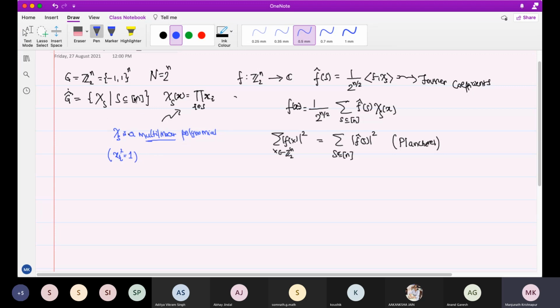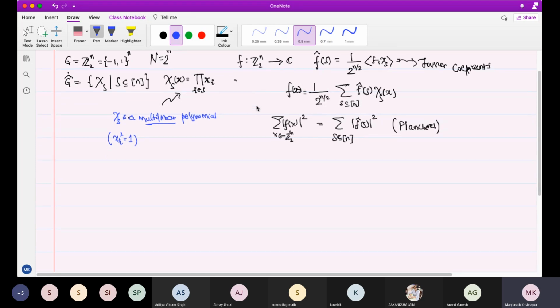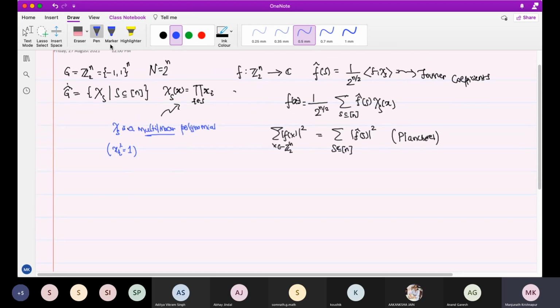So I have indicated somewhere, I think, how you can just start with that idea, and expand any function, and directly arrive at something like this. Okay, so that's just one way of saying it. So this is the basic Fourier analysis of Z2 to the n. There are some other special concepts which I have not introduced in general.